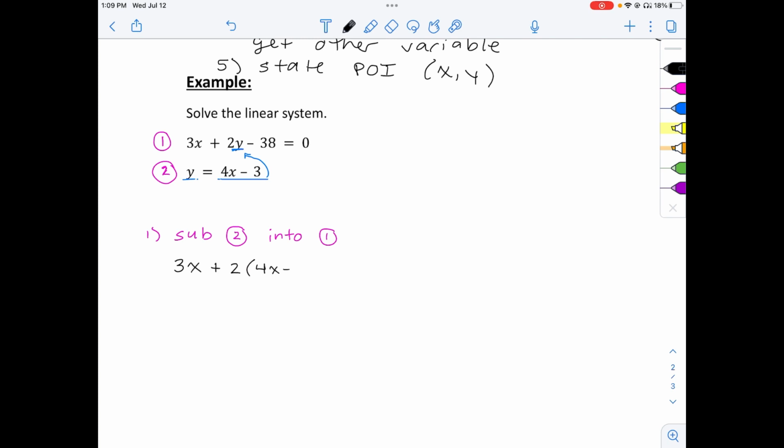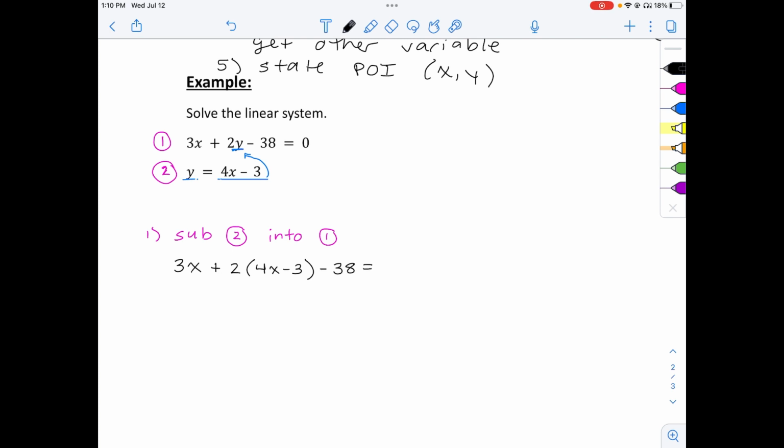4x minus 3. It's important that you put that in brackets because you can see in equation 1 that 2 is being multiplied by y, and in this case, y is now a binomial. It has two terms, so you need to multiply the 2 by both of those terms, the 4x and the negative 3, and then you write the rest of the equation the same.